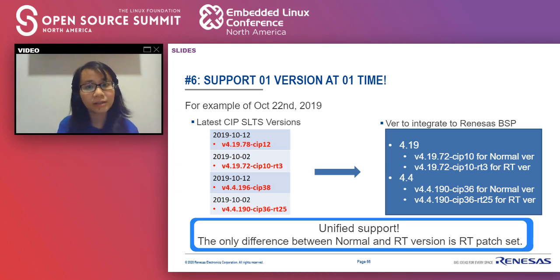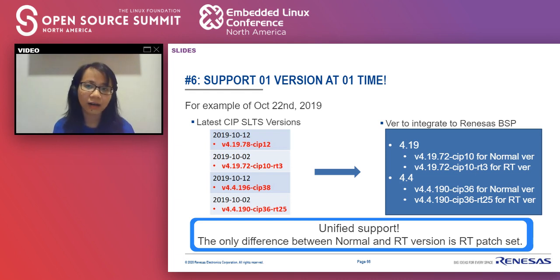And for Renesas, we want to integrate the CIP kernel into our BSP, but we choose just one version. For 4.19, we choose CIP10, and for 4.4, we choose CIP36. This way, we have unified support. The only difference between the normal and real-time is just the real-time patch set.